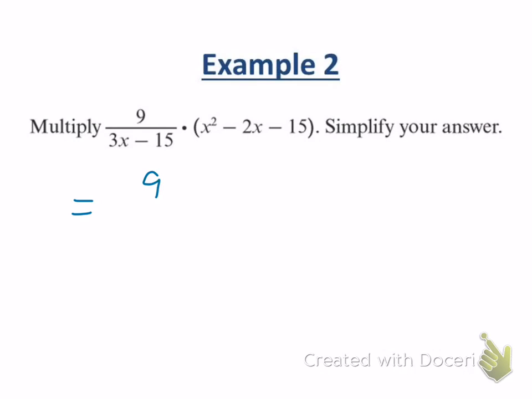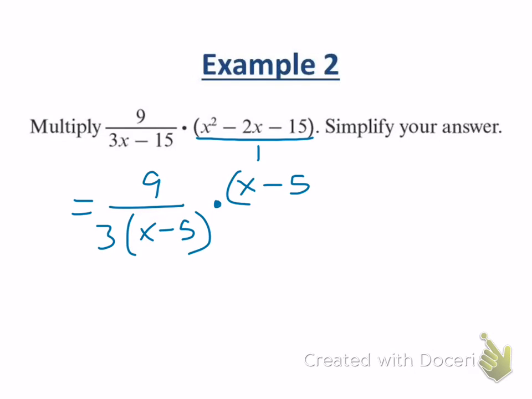What can we do with 3x minus 15? Can take a 3 out, and I'm left with x minus 5, correct? And I'm multiplying that times x squared minus 2x minus 15. I'm going to write that in fraction form just so I can make sure I see numerator, denominator. What will x squared minus 2x minus 15 factor as? Are you writing this? Come on now. x minus 5, x plus 3. Y'all don't be lazy. x minus 5, x plus 3 is correct. Over 1.